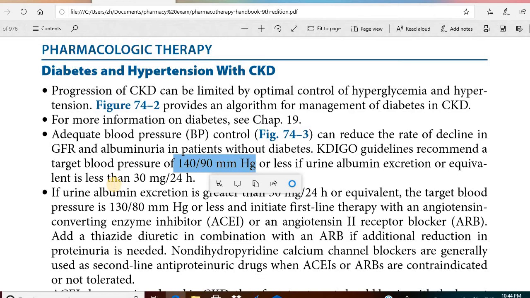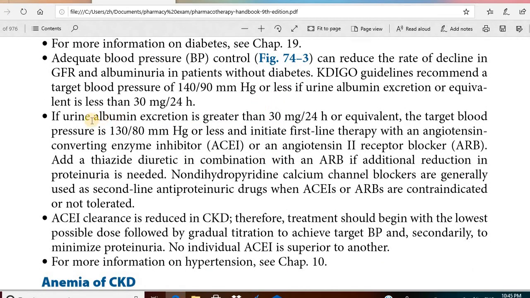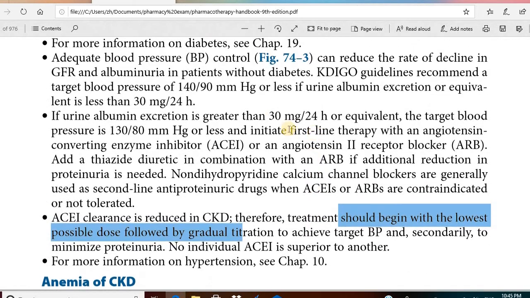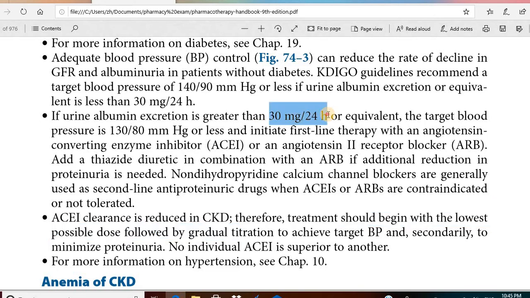So KDIGO guidelines recommend a target blood pressure of 140/90 or less if urine albumin excretion is less than 30 mg per 24 hours. And as the amount of albumin increases, your blood pressure will be maintained accordingly. They are mentioning here, if the albumin excretion is greater than 30 mg per 24 hours equivalent, meaning if the amount of albumin in the urine is more than 30 mg, then your blood pressure target is 130/80. So your blood pressure target has become lower, and at that time it is 130/80.